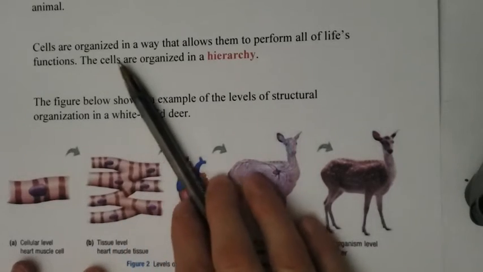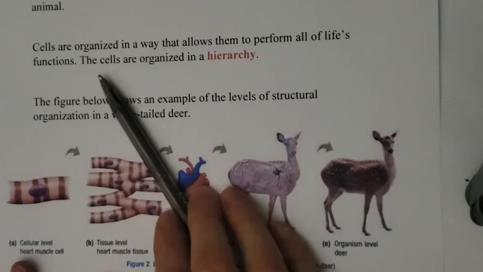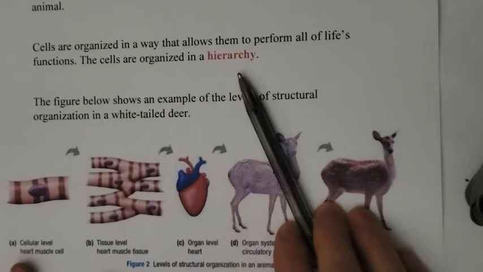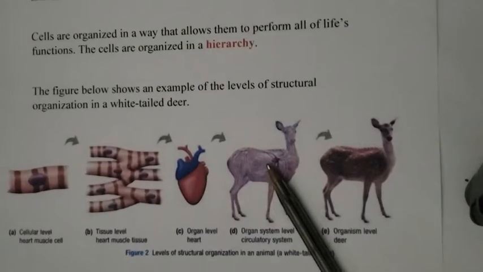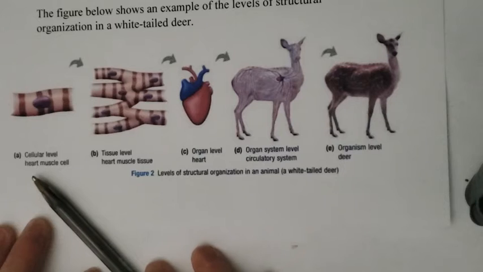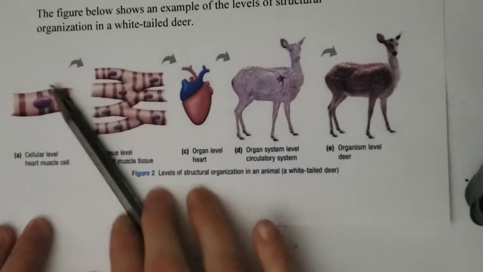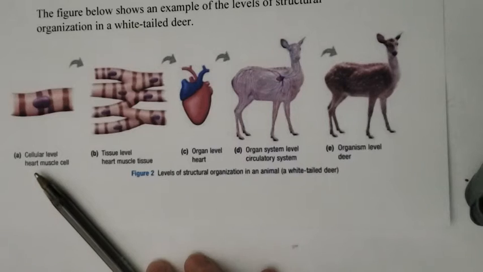So cells are organized in a way that allows them to perform all of life's functions, and the cells are organized in a hierarchy. And I have an example here so you'll understand what I mean by hierarchy. If we start with a very simple specialized heart muscle cell, that's at the bottom. It has a function, it does something, but it's the simplest form. So we have, at the cellular level, a heart muscle cell.